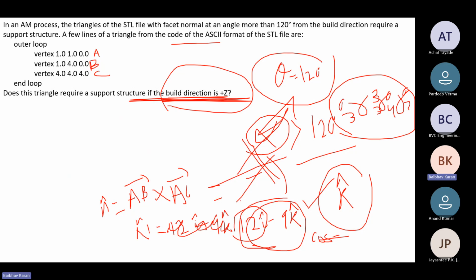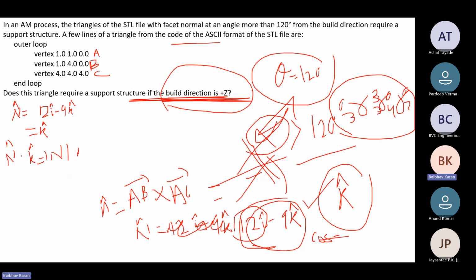Okay, so we have the building direction to be Z. Sorry, let me write it clearly. We have n cap, the unit normal, as 12 i cap minus 9 k cap, and our building direction Z equals k cap. So when we take the dot product of these two, n cap dot k cap, what will we get?